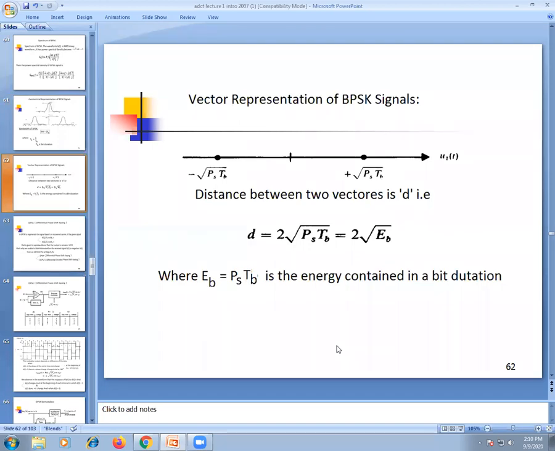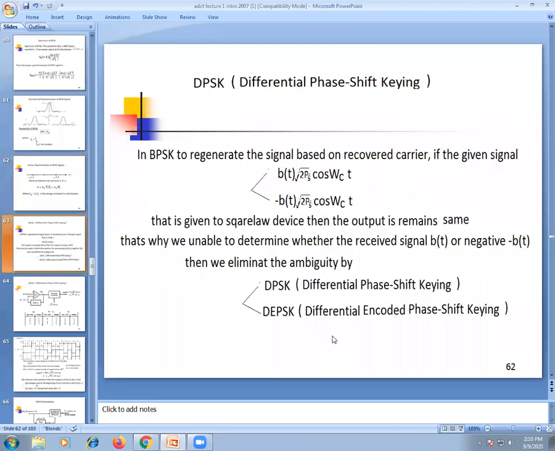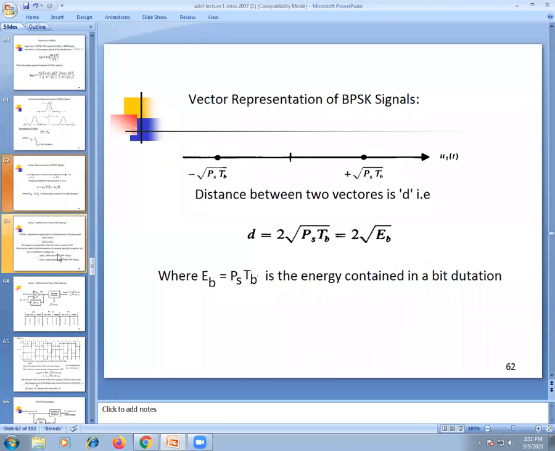Okay, students. This is the overview regarding BPSK. Now, BPSK has some limitations. So let us see what the limitations of the BPSK are.